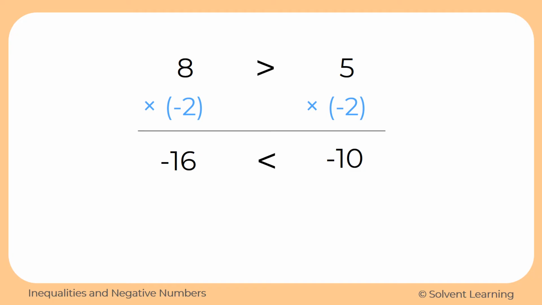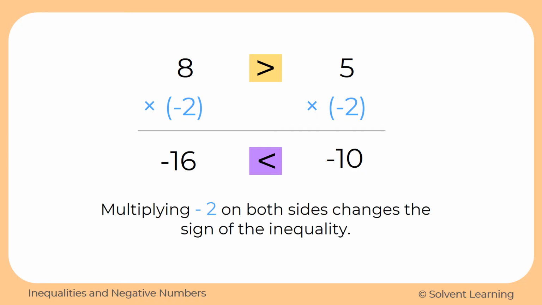And now let's look at the symbol that we started with and that we ended up with. We started with the greater than symbol, but then after we multiplied both sides by -2, we needed to use the less than symbol. So the symbol changed. It flipped directions. So we could say that multiplying by -2 on both sides does change the sign of the inequality. So when we added -2 on both sides, the symbol did not change. But when we multiplied by -2, it did change.